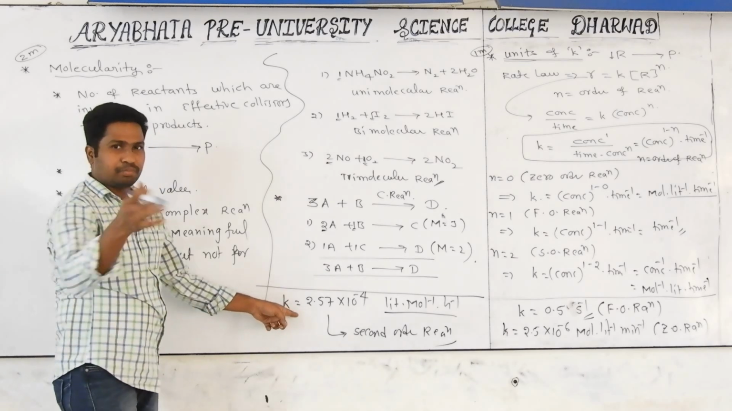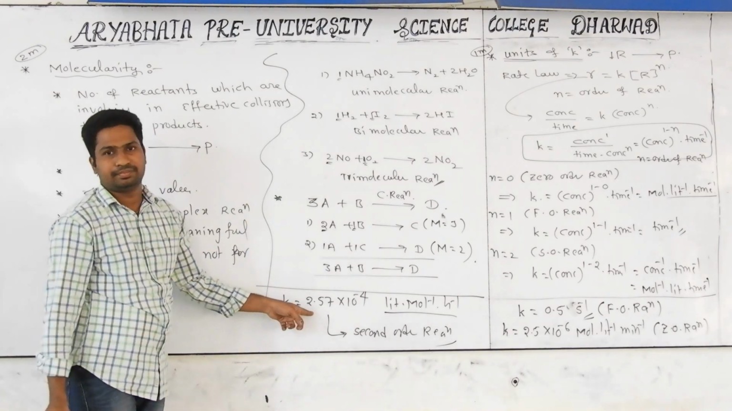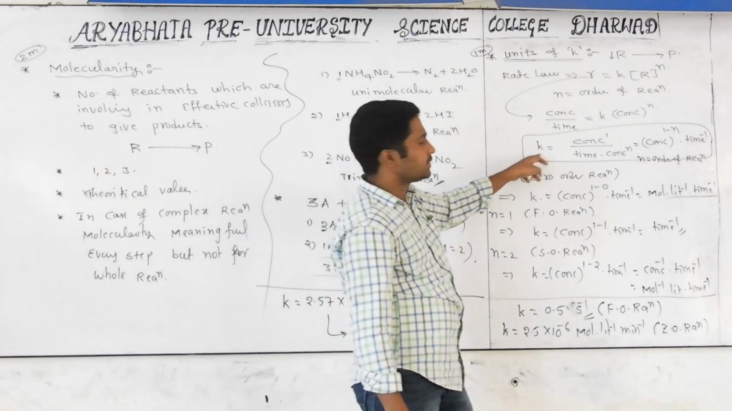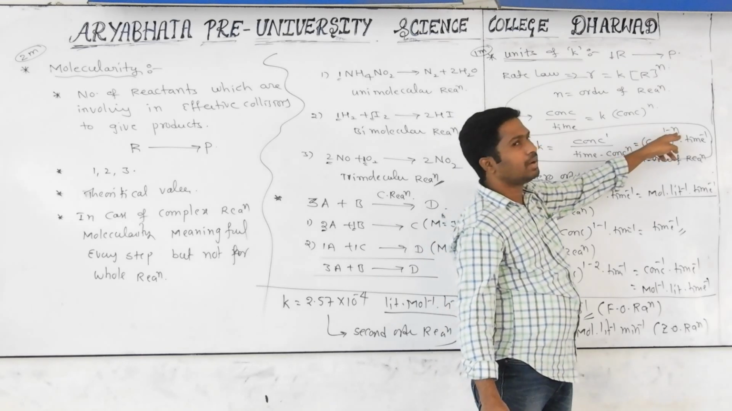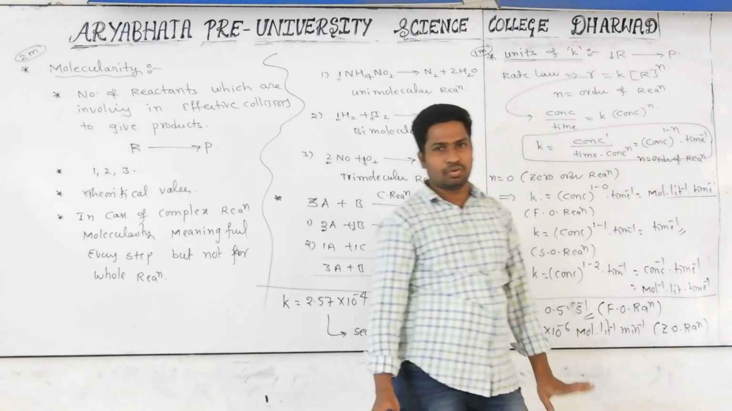In board examinations, they will give the K value and ask which order it is. So we have to remember only the common formula for units of K, which is concentration power 1 minus n into time inverse. Here n represents the order of the reaction. All of you understood?